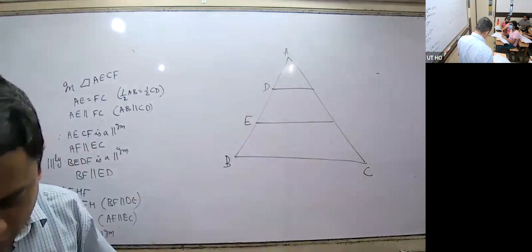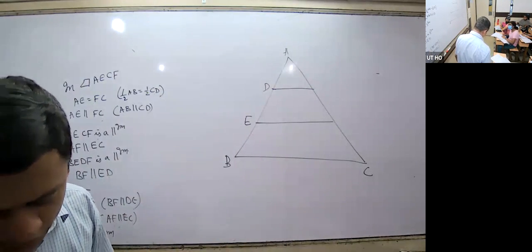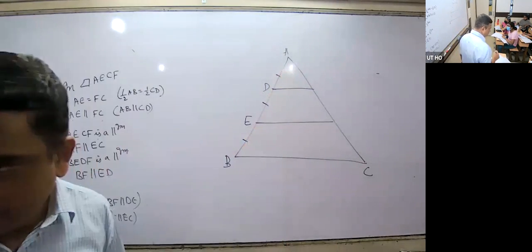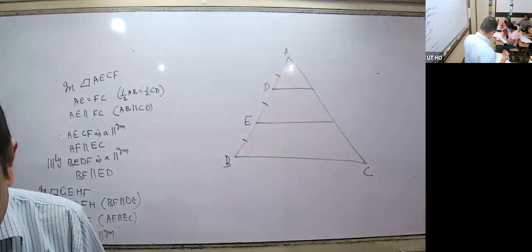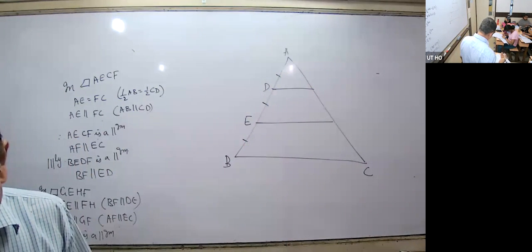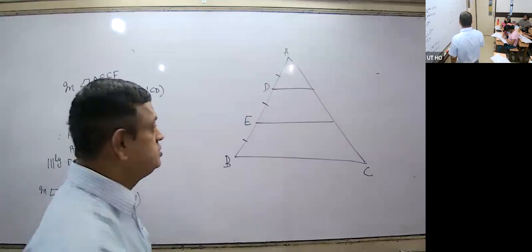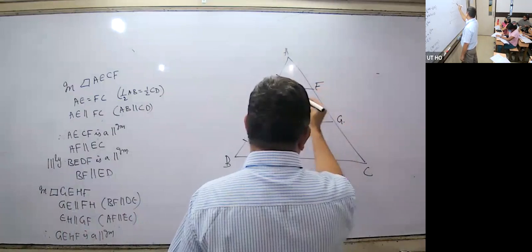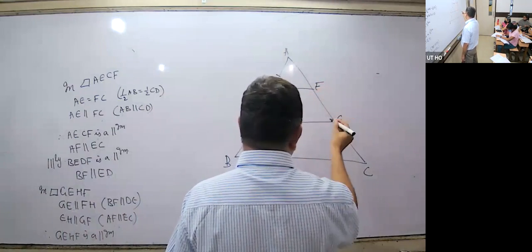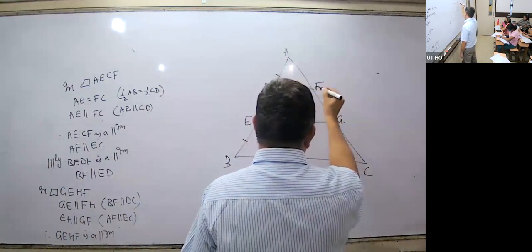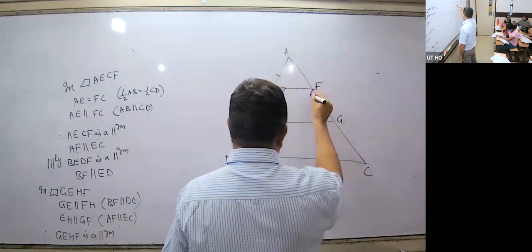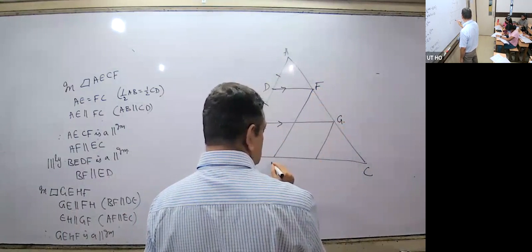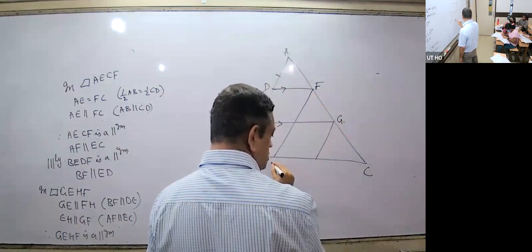In triangle, D and E are the points on AB such that AD is equal to DE is equal to EB. Is it or not? Yes. Then next, through D, the lines are meeting at F and G. They are parallel, is not given. Then what is the next condition? F and G lines are non parallel to AB.